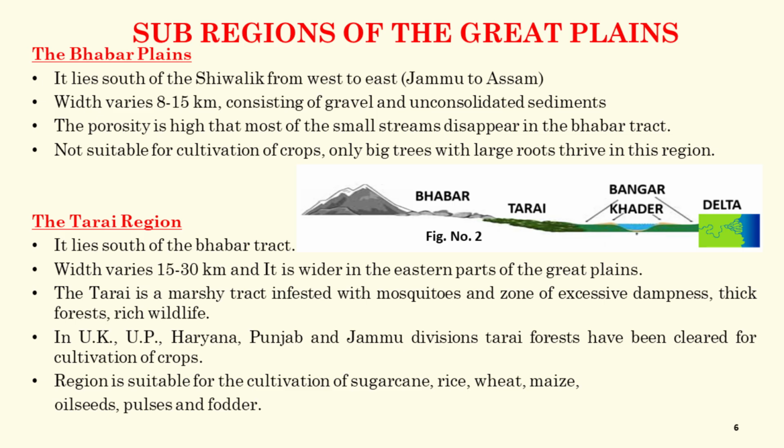The Tarai region lies south of the Bhabar tract. Its width varies from 15 to 30 km and it is wider in the eastern part of the Great Plains. The Tarai is a marshy tract infested with mosquitoes, with zones of excessive dampness, thick forest and rich wildlife. In Uttarakhand, Uttar Pradesh, Haryana, Punjab and Jammu Kashmir division, Tarai forests have been cleared for the cultivation of crops as the population has increased. The region is suitable for the cultivation of sugarcane, rice, wheat, maize, oilseed, pulses and fodder.